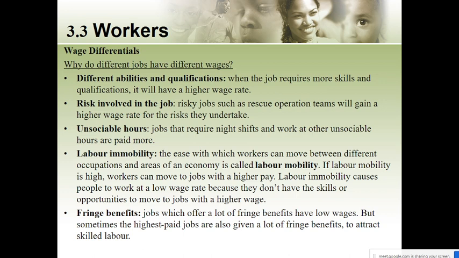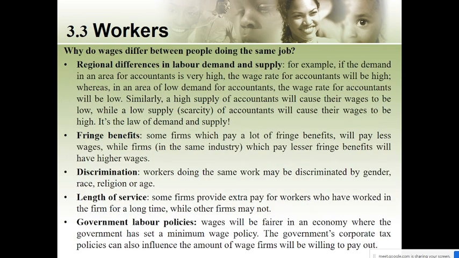The next is fringe benefits. Jobs which can offer incentives, something extra, commissions, will attract more skillful labor. Is it making some sense?